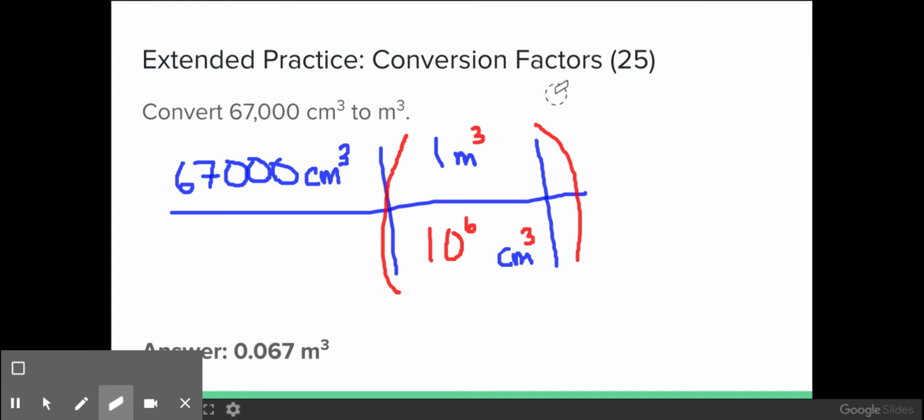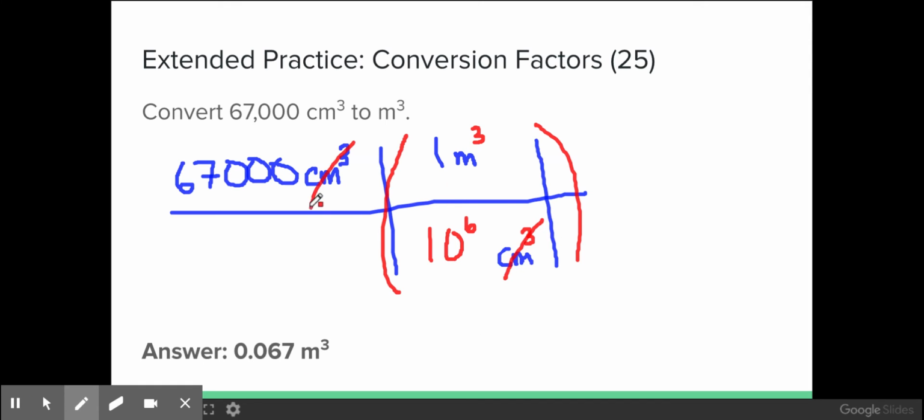And then this problem becomes a little bit more straightforward because now that my units match my original units, I can divide them out, and I would simply just divide by the number 1 million to get my answer below.